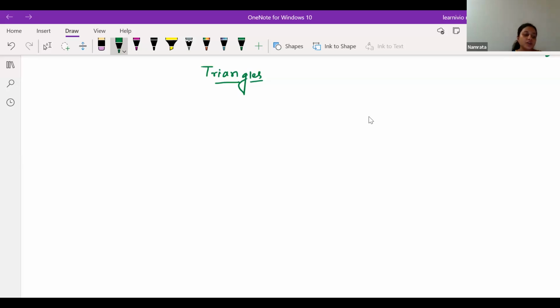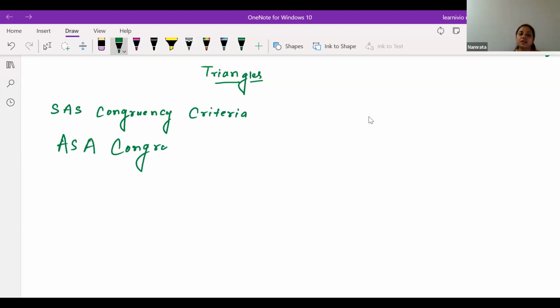Okay, so we were discussing two formulas. At first, I have just given the introduction of two formulas. The first formula is the side angle side congruency rule. And the second one is the angle side angle congruency rule or congruency criteria.